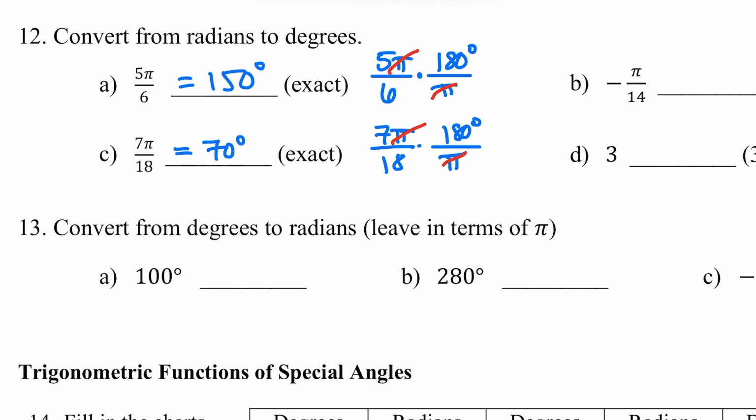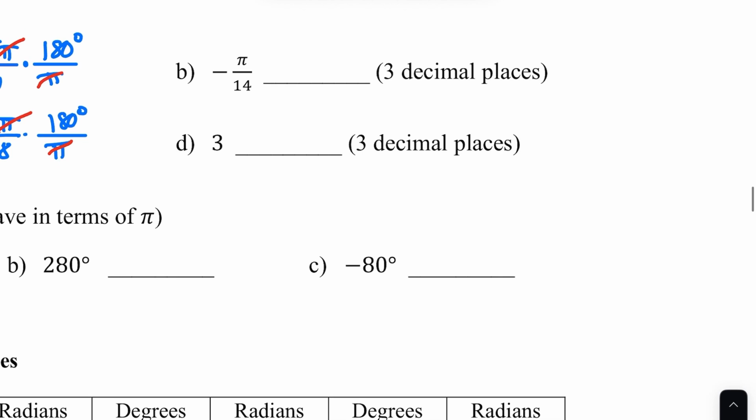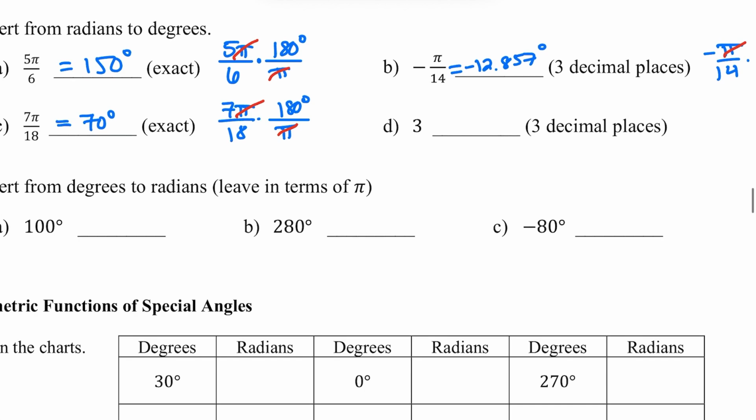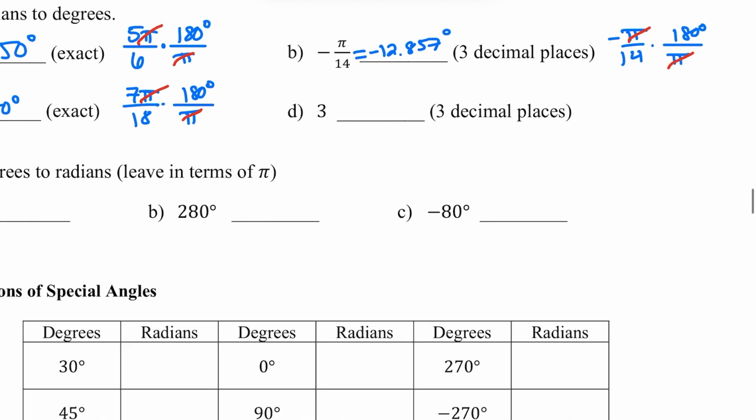So those reduce easily. What happens if you have a problem that tells us to round to 3 decimal places? Well, we're still going to do the same math. We're still multiplying by 180 over pi so that the pi's cancel off. And if you put in the calculator negative 180 divided by 14 and round to 3 decimal places, you get negative 12.857 degrees. Now notice that I put degree symbols on all of these, so make sure that you're putting degrees in degrees. Radians are just numbers.